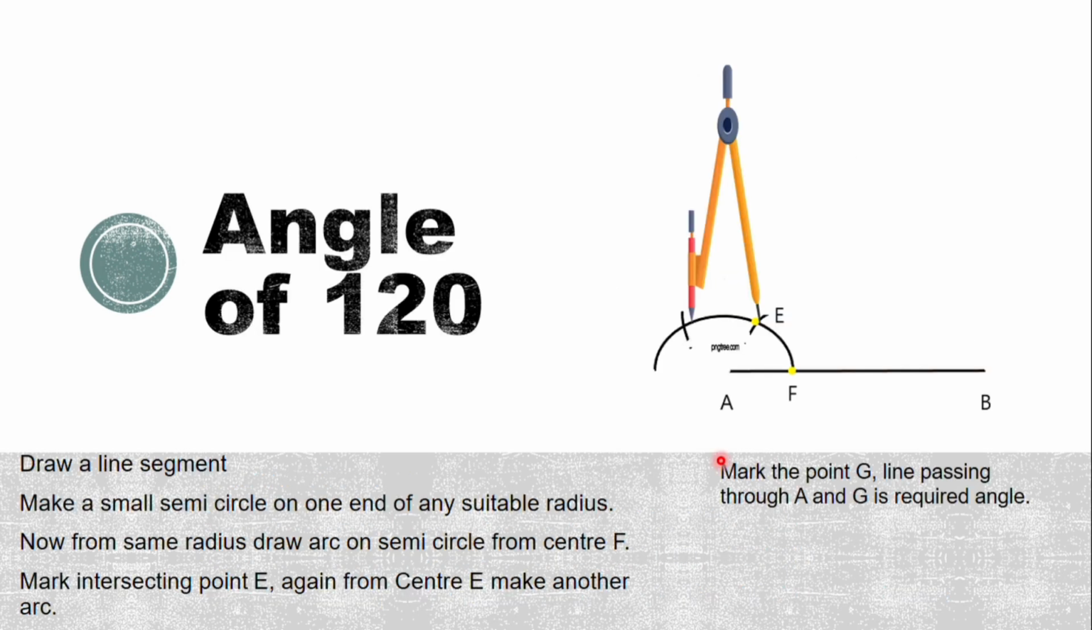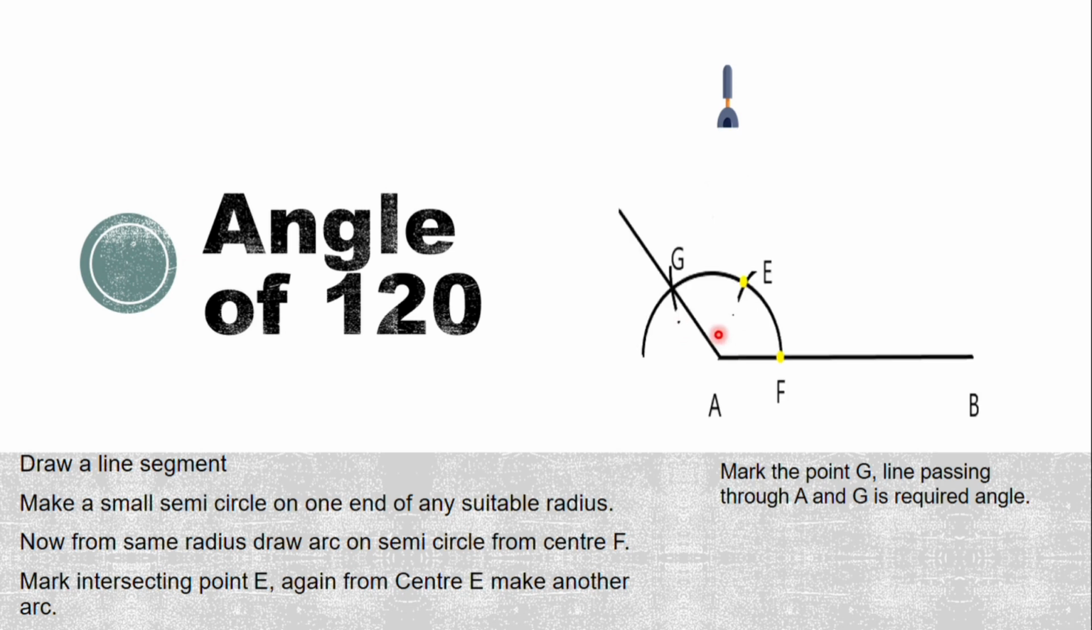Now if we use the same principle, that if arc equals to radius will give us angle of 60 degree, and we make two 60 degree angles, then it will give us a 120 degree. So for drawing an angle of 120, we will do the same procedure as the 60 degree. First of all, draw a line segment, draw a semicircle, and then make an arc from the point F, and then again from the point E we will draw another arc of same radius. We'll call the point G and pass a line from A to G.